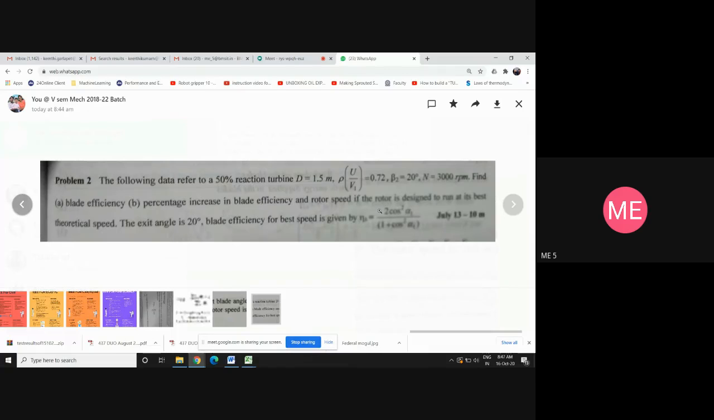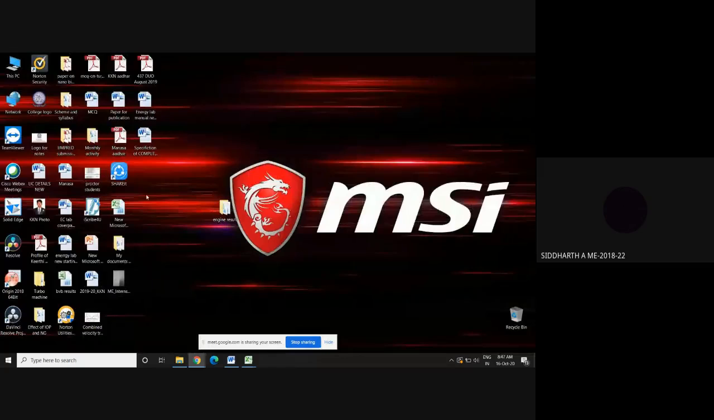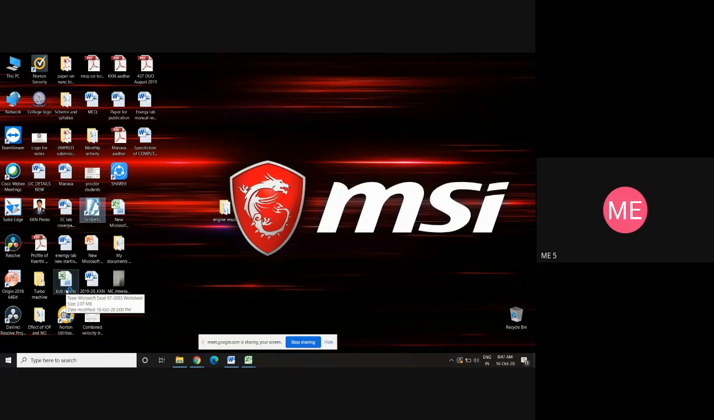Whether I have shared the formula sheet for this reaction turbine? No, sir. Only impulse turbine. Impulse and Curtis. This De Laval and Curtis I shared, no? Okay. No problem. Here the formulas are not much. I will write down the formulas now.